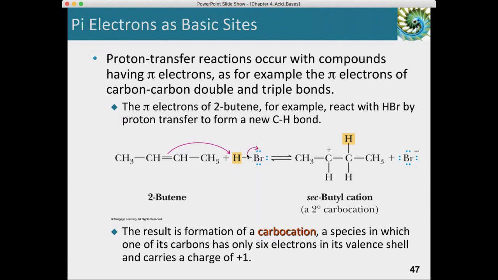This bond is going to be broken. That's going to be forming a new carbon-hydrogen bond, and then one carbon is going to be left with a positive charge. This is a carbocation. So if you react an alkene with hydrobromic acid, you will be forming a carbocation. Obviously, you can quickly think carbocation is highly unstable, 6 electrons in the valence shell. So this will have to react with something.